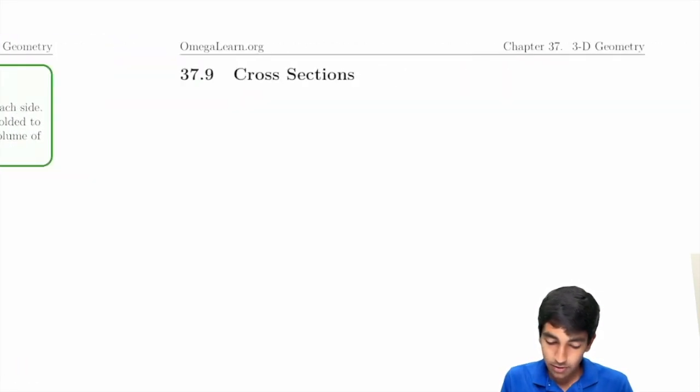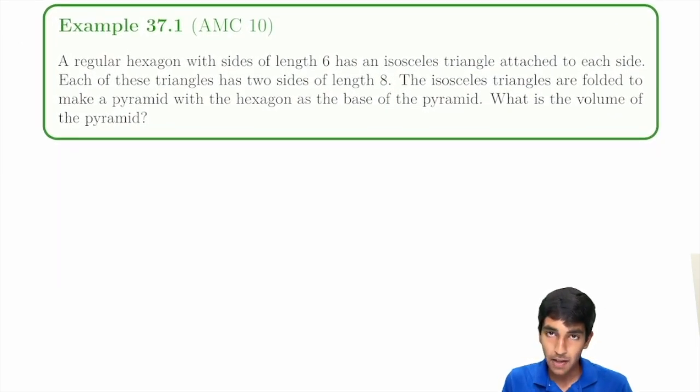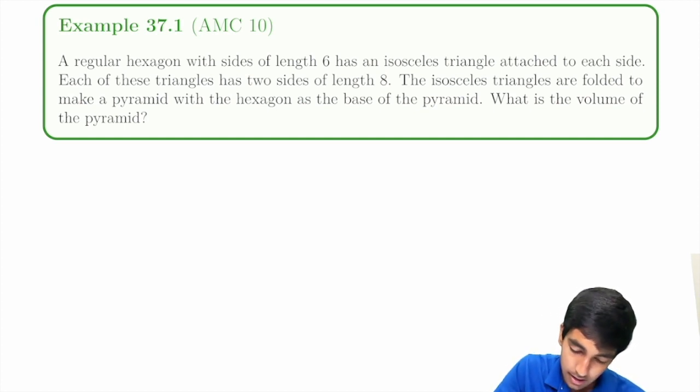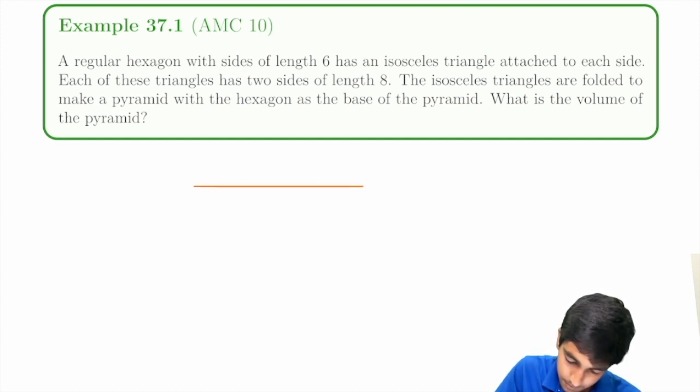Okay, so let's first take a look at volume. Let's take a cool volume problem. And this is a very standard technique in these types of volume problems. A regular hexagon of side 6 has an isosceles triangle attached to each side.